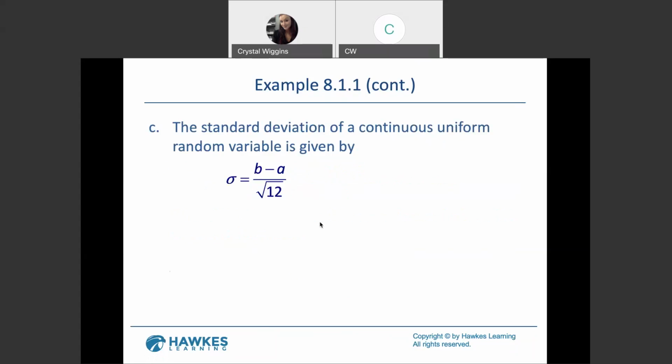The standard deviation is given by the formula b minus a over square root of 12, where square root of 12 is standard. That's not going to change from problem to problem. So we do 15 minus 2 over the square root of 12, and it comes out to approximately 3.753 minutes.